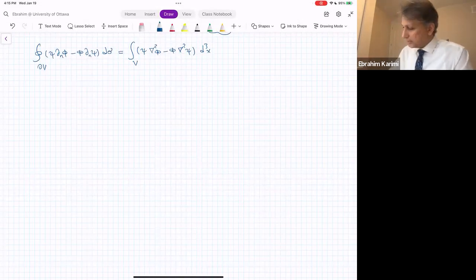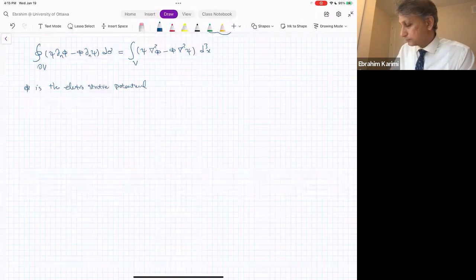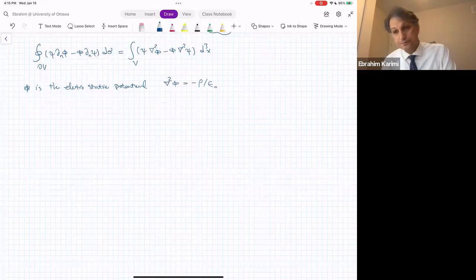Let's consider that in this expression phi is the electrostatic potential. What do we mean? That the Laplacian of phi is given by minus rho divided by epsilon naught. Okay? Is that clear?